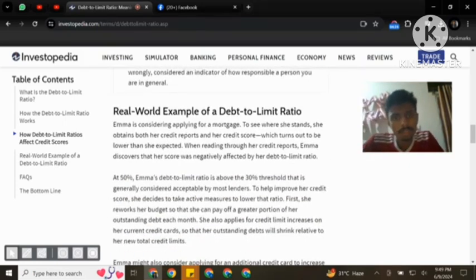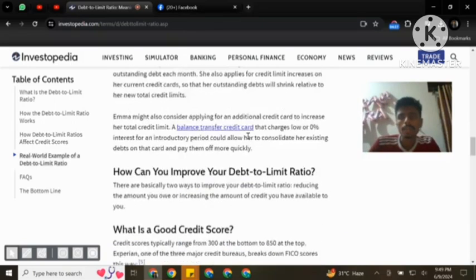So, a real world example of a debt to limit ratio: Emma is considering applying for a mortgage. To see where she stands, she obtains both her credit reports and her credit score, which turns out to be lower than she expected. When reading through her credit reports, Emma discovers that her score was negatively affected by her debt to limit ratio. So that was it for this video.